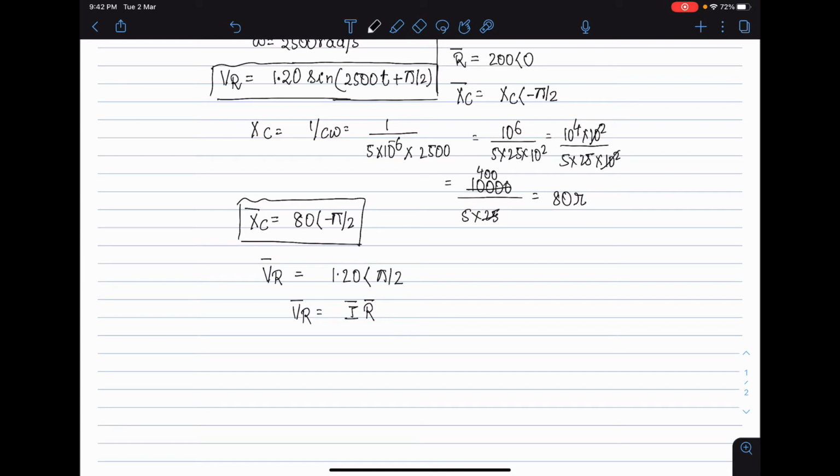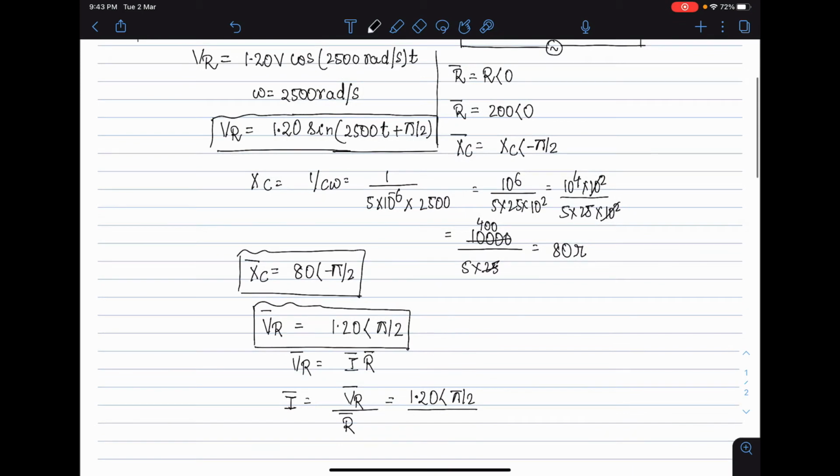So VR phasor you can write as I phasor into R phasor, and the I phasor can be written as VR phasor divided by R phasor. So VR phasor already we have calculated here. This is the VR phasor. So VR phasor is 1.20 angle pi by 2. So we'll write here 1.20 angle of pi by 2 divided by R phasor.